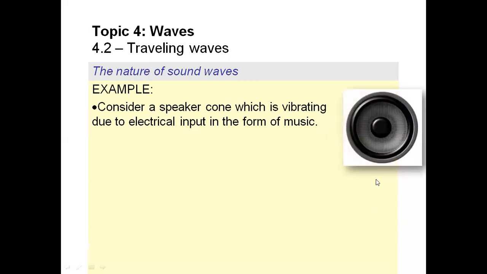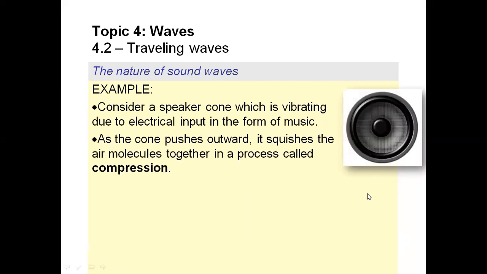As the cone pushes outward, it squishes air molecules together in a process called compression. Actually, if you look at the speaker cone, we can easily see that its motion is similar to the motion when we move our hand forward and backward. It's very similar. So we can clearly see that sound waves are longitudinal waves.